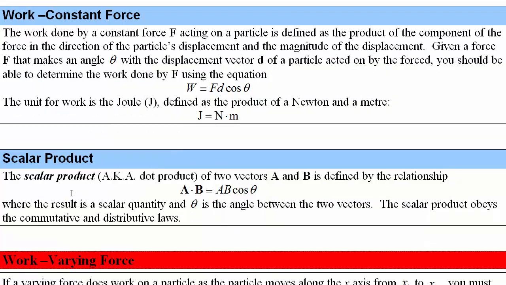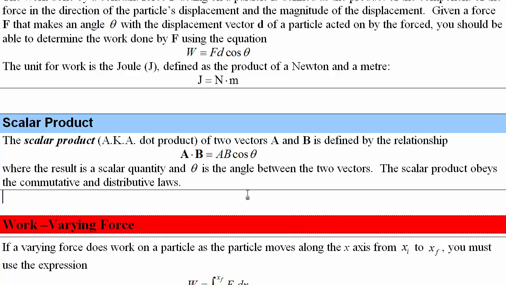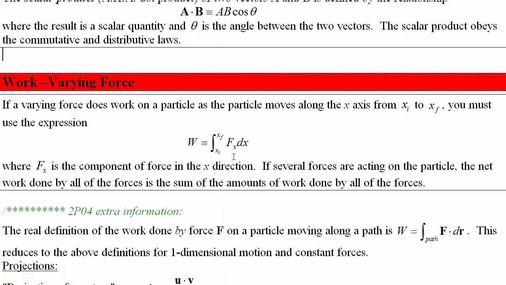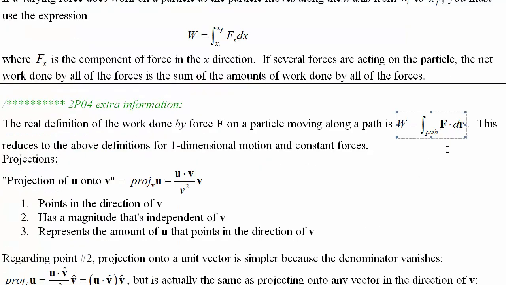Scalar product. A scalar product, that is a dot product of two vectors, is given by the product of their magnitudes times the cosine of the angle between them. If the force is varying, then you really have to integrate. So locally, you can say that a little bit of work done by force F is force F dotted with a little bit of displacement, but you'd have to integrate that if the force varies along a path. So you'd add up all the little displacements.